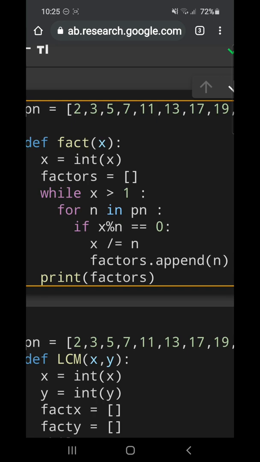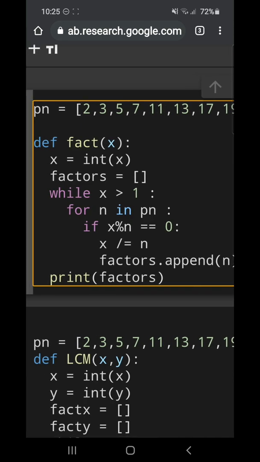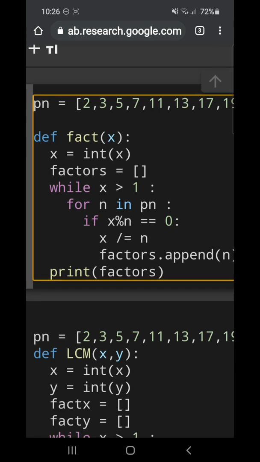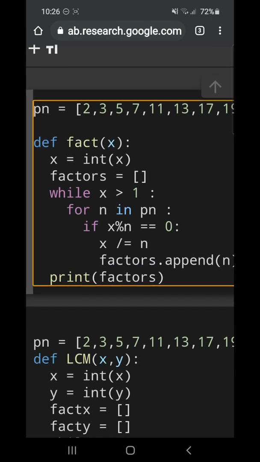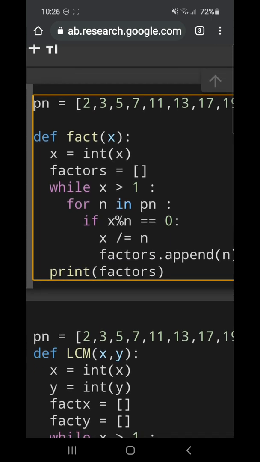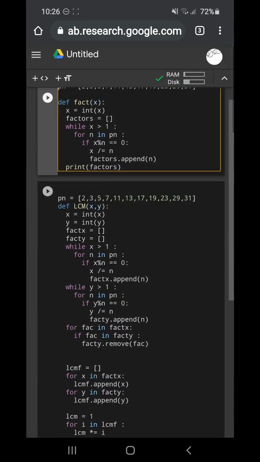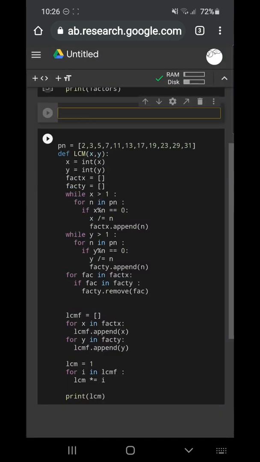So here it is x. After the whole thing, when we have reduced the number down to 1, the factors list is created, and it contains all the factors of the number. So when we print factors, the numbers come. Okay, so I will give an example.